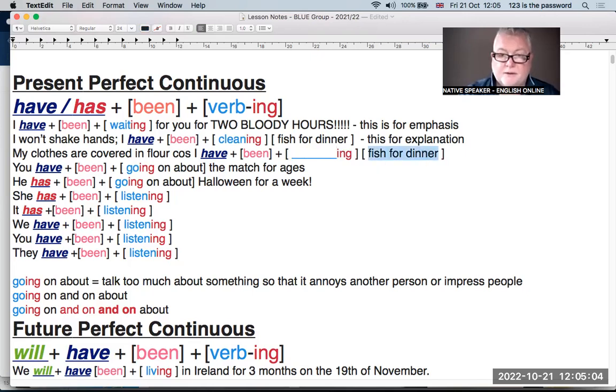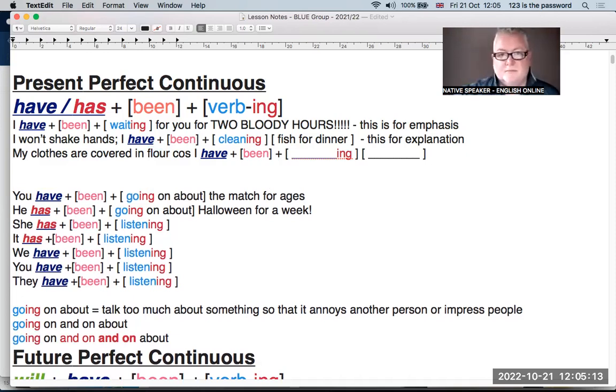Alba, what have you been doing? Do you know what flour is, Alba? Why are your clothes covered in flour? I have been, I don't know, doing the dinner. Well, in flour, doing the dinner. And we don't do dinner, we make dinner. So if your host family come home and there's flour on your clothes, you know what's going on. You go, I've been making pizza.